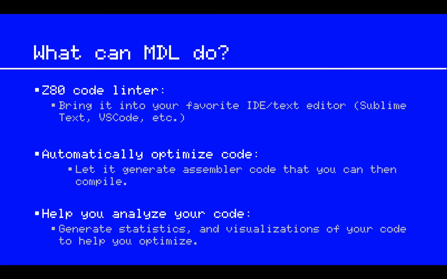Okay, so I just showed you 3 different ways in which you can use MDL. You could use MDL as a Z80 code linter. You can use MDL to automatically optimize code, or you can use it to analyze code to help you see where you're using space and many other things that MDL can actually help you with.